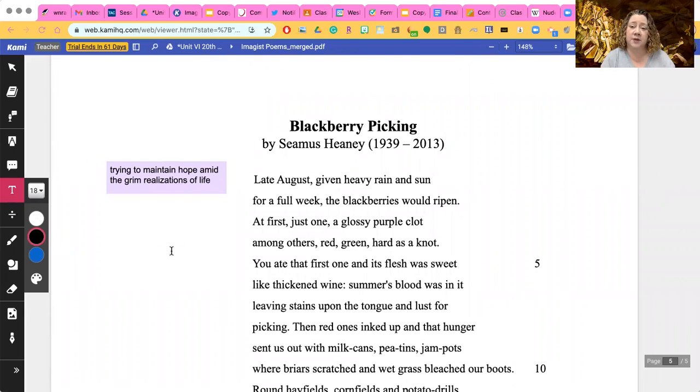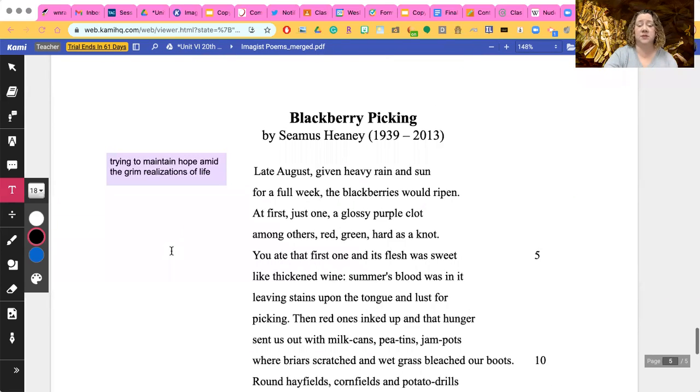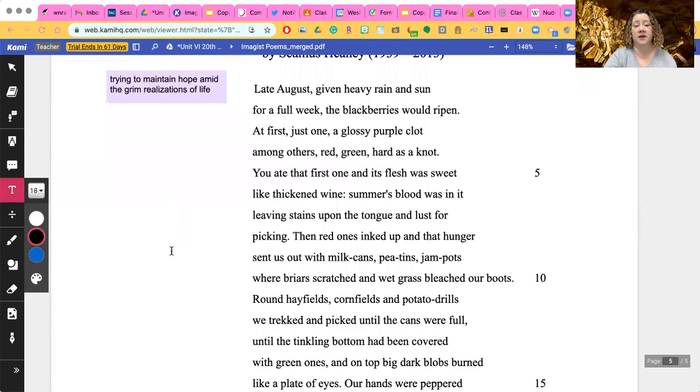And this one is similar to Do Not Go Gentle into That Good Night in that modernist viewpoint, because it's about how we should try to maintain hope amid all of the grim realizations of life. And it's narrative. This poem is more narrative than the other ones that we've looked at. It's a remembrance. He's remembering when he was a kid, how in August the blackberries would ripen and you could go and get them and eat them like candy, basically.